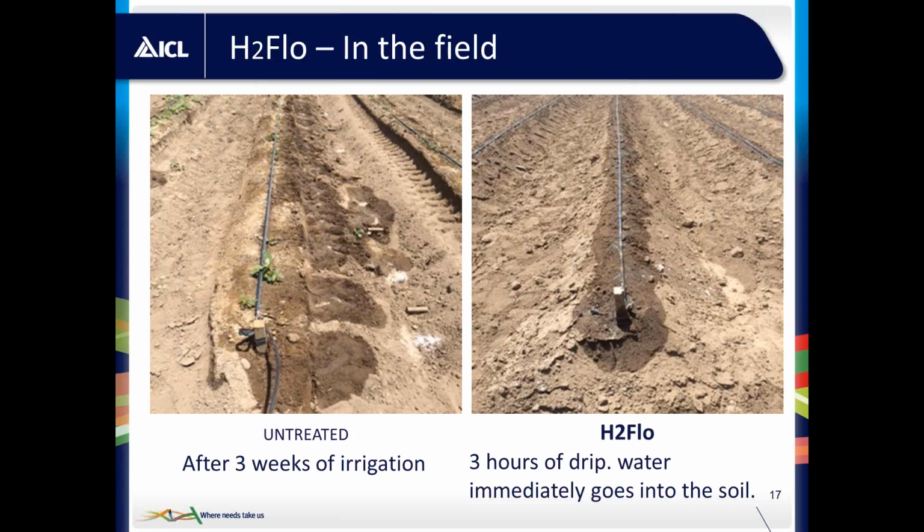So you can see the untreated, even after 3 weeks of irrigation, you can see where the water is going. It's not going at all where they want it to. It's nearly all going down to the right of the picture there, off the furrow. As you can see with H2Flo, after just 3 hours of drip, the water is going far more centrally and immediately into the soil, and you get a much more uniform distribution of your water.